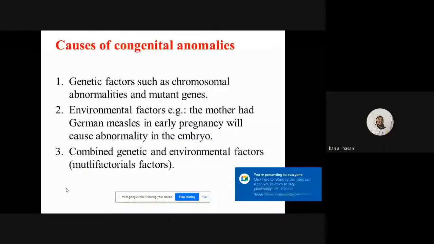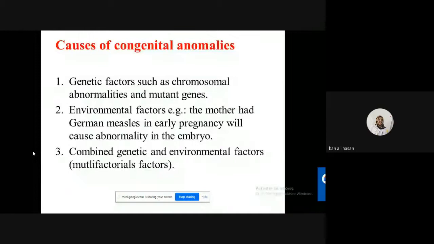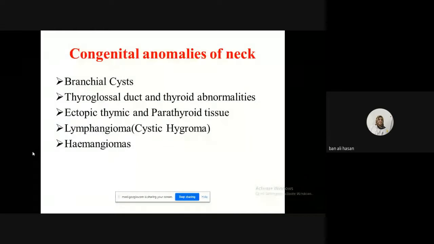We said that we have some reasons for the congenital anomalies اللي هي genetic factors, and it can be environmental factors, and combined between the genetic and environmental factor, as your friends gave us some examples. So let's come to some abnormalities that happen in the neck. Just examples given to you. Okay, بس نعطيكم شوية examples.